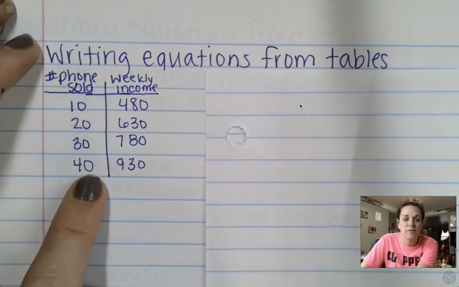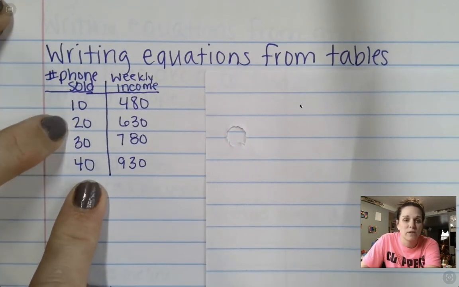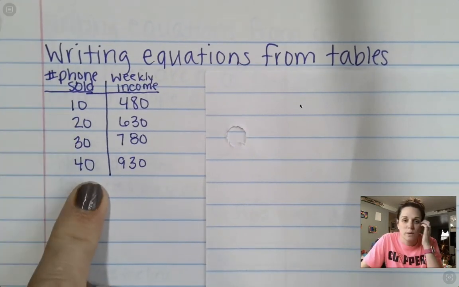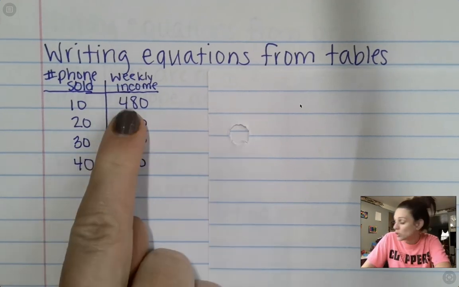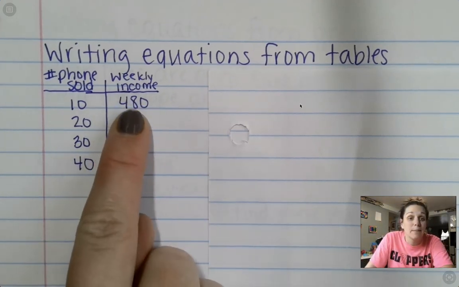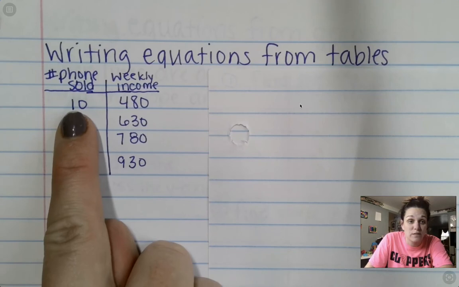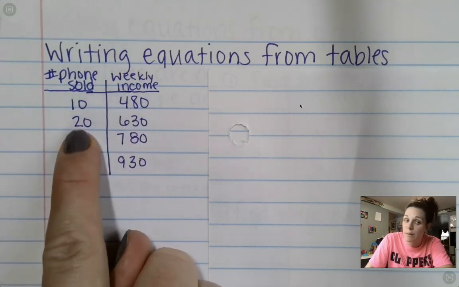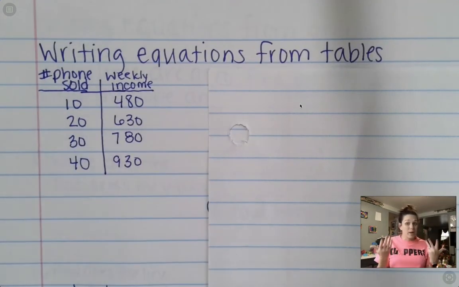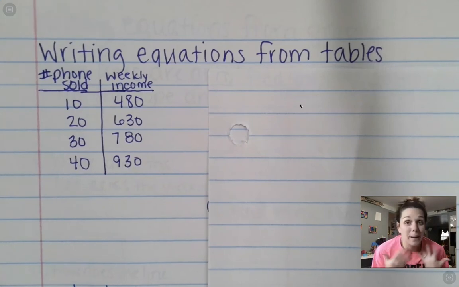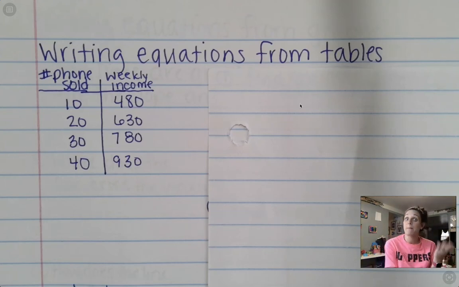It's the number of phones that I'm selling: if I sell 10 phones, 20 phones, 30 phones, or 40 phones. And it ties to my weekly income. So I make $480 if I sell 10 phones, $630 if I sell 20 phones, and so on. Apparently I'm selling phones, and they're telling me I'm going to get paid for just coming into work, but if I sell stuff, I make more.